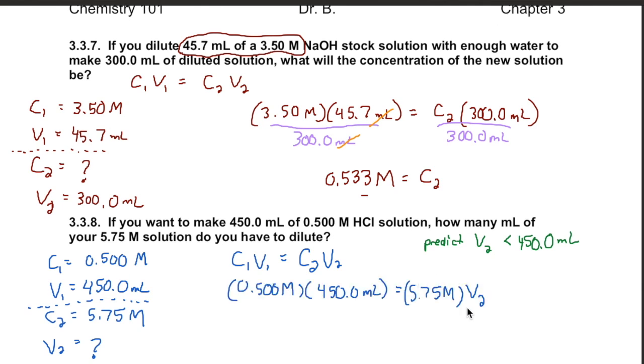So here is our setup with the numbers filled in. We can divide both sides by 5.75 molar. So that cancels everything on this side except for V2. It leaves V2 alone, and it cancels the molarity on this side. So our units are going to be milliliters. And we end up with 39.1 milliliters as our volume. And this is smaller than 450 milliliters, so that did work out as predicted. That can give us some more confidence in our answer.